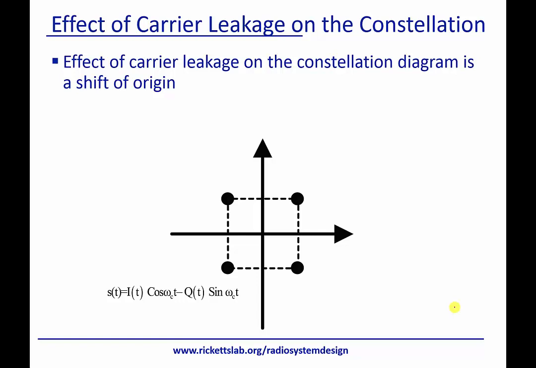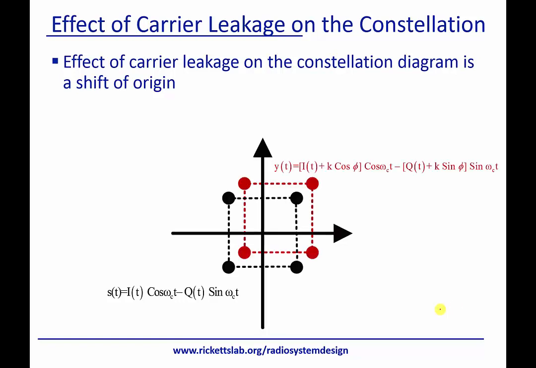So here's a 4-QAM constellation, and if we have a little bit of carrier leak through, that's going to add an offset to each signal, and it's just going to shift our constellation up in one direction. So that's going to be the effect of a carrier leak through that gives us this DC offset. You might be thinking, well, it's a DC offset, that's not a problem.